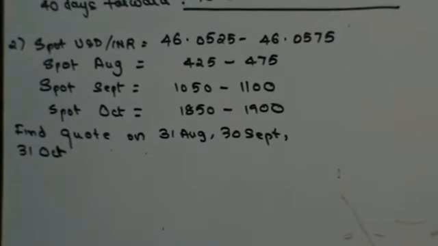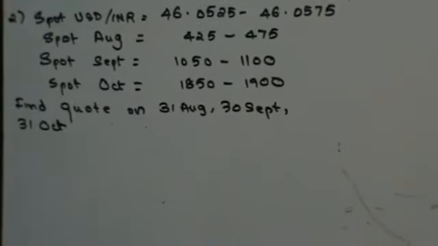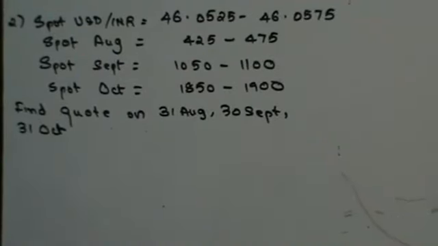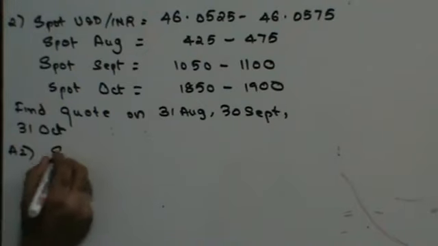Now the tricky part in this sum is that they haven't told me where the initial spot is, right? But from the initial spot to August, the swap points are given to me. So what I'm going to do is, guys, let's see this.